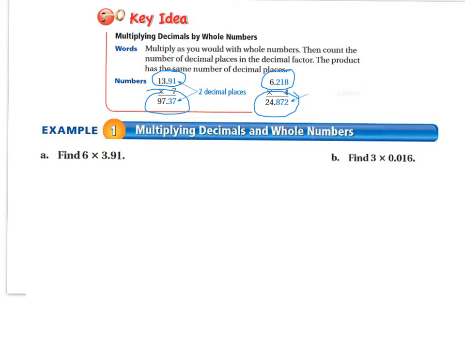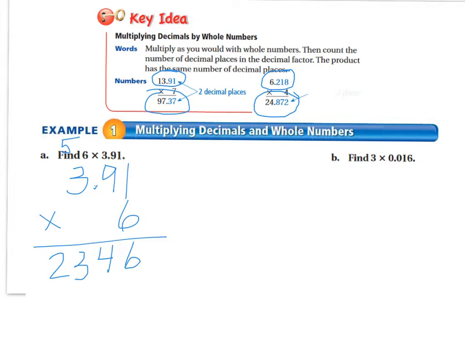Find 6 times 3.91. So I'll record 3.91 times 6. First step is to multiply as usual, so 6 times 1 is 6. 6 times 9 is 54. Record the 4 and regroup the 5. 6 times 3 is 18, plus 5 would be 23. And then my last step is to place my decimal. I go back and see that this is the decimal factor, the factor that has a decimal. There are 2 places after the decimal. I need to have 2 places after the decimal in my answer, so it goes here.